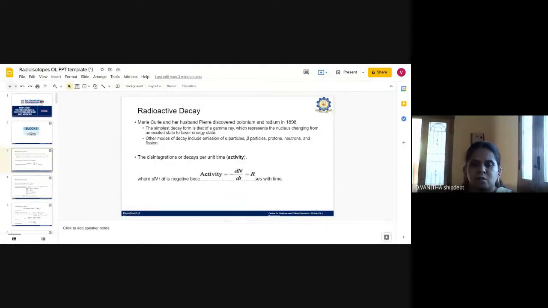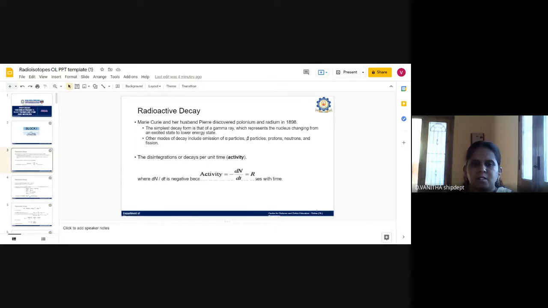First of all, we are going to see about radioactive decay, how a radioactive element decays into different particles. This was first discovered by Marie Curie and her husband Pierre Curie in the year 1898. They discovered radioactive decay in elements like polonium and radium. These are high atomic number elements, so they are called heavy elements.